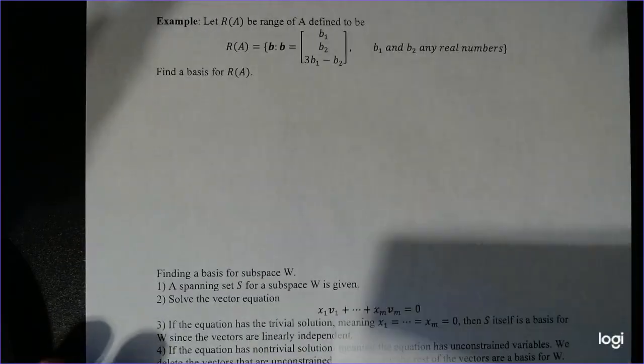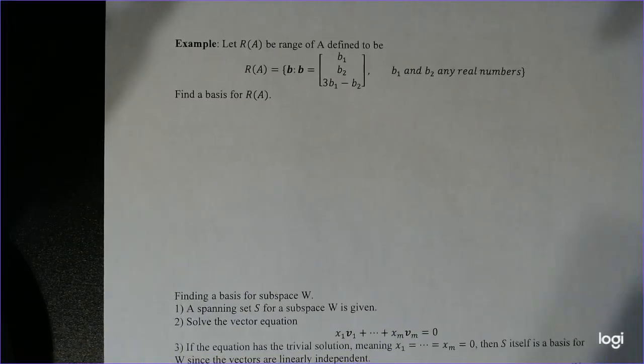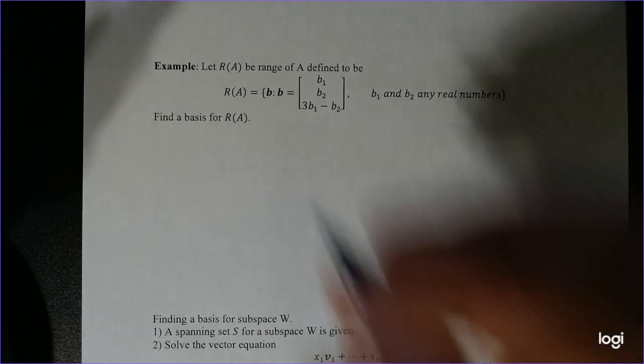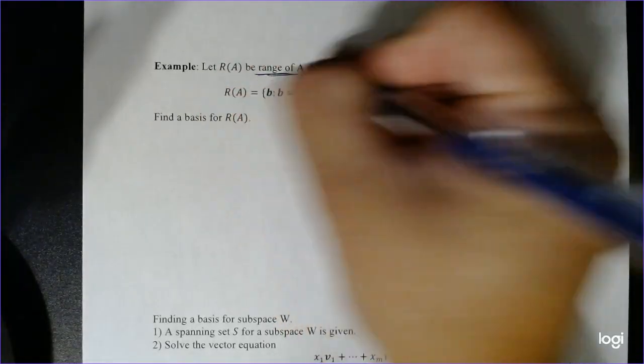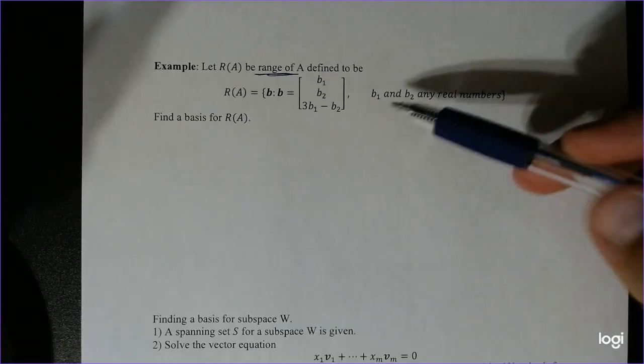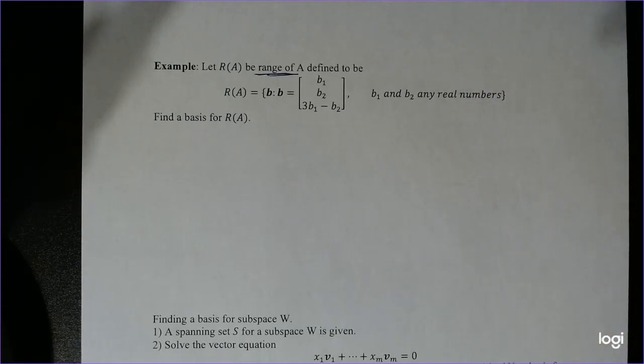All right, let's try another example. So nothing now as straightforward. I don't consider this one a straightforward example. Let R(A) be the range of A. So we have the range of A defined to be this, where B1 and B2 are any real numbers. So B3 is linearly dependent on the other two. We want to find a basis for the range of A.